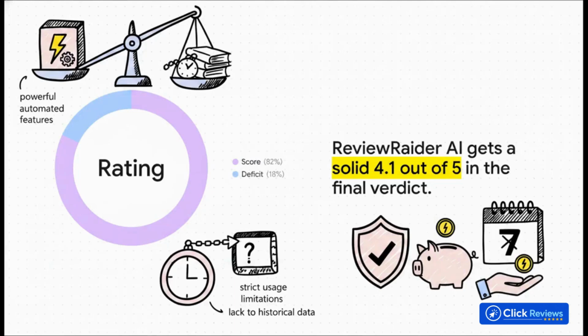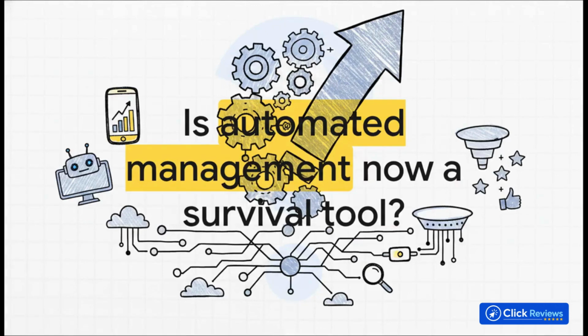So balancing the whole shebang, the powerful automated features, and that super disruptive one-time pricing on one hand, against the strict usage limitations and the lack of historical data on the other, the review template ends up assigning the software a really solid 4.1 out of 5. It definitely acknowledges that the 7-day money-back guarantee essentially reduces the risk of testing it out to 0 for that perfect target buyer. Let's wrap things up by zooming out and looking at the larger picture.